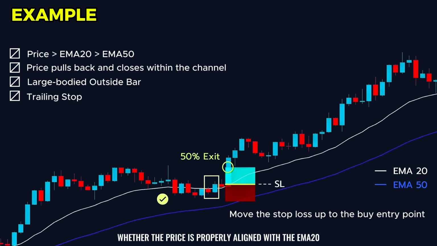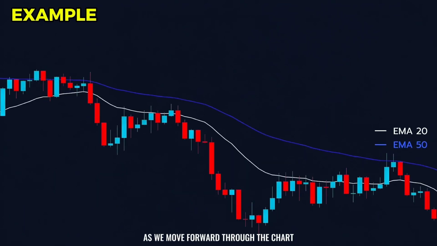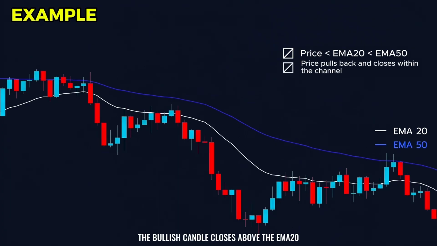First, we check whether the price is properly aligned with the EMA 20 and the EMA 50. Just by looking at the chart, we can clearly see that everything is properly aligned. Next, the price must pull back and close inside the EMA channel. On this chart, the price does exactly that. Now we move on to step 3. We wait for an outside bar with a large candle body. As we move forward through the chart, we eventually find this pair of candles. This is an outside bar. The bullish candle closes above the EMA 20. Therefore, the setup meets all of our conditions. We can enter a buy trade immediately.